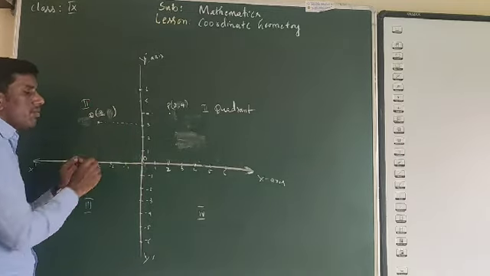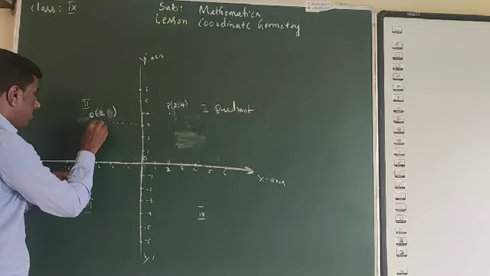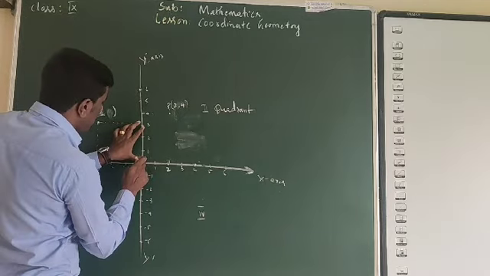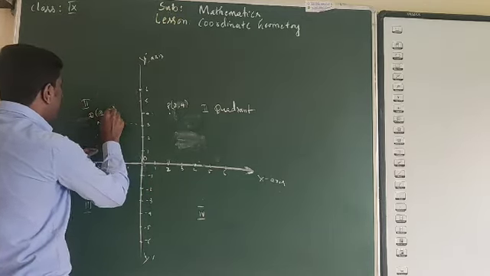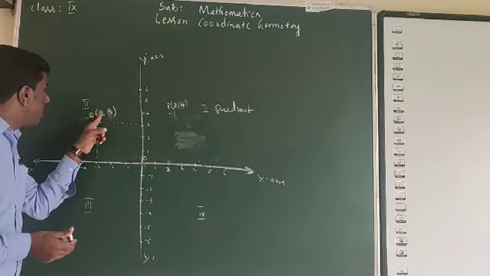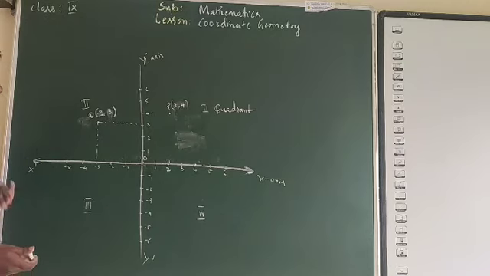Okay. Y is nothing but the perpendicular distance from the x-axis. So what is the distance of this? We go along the y-axis. 1, 2, 3. So it is minus 3. You can observe that you are getting minus. Okay. Let me look at the point here also.